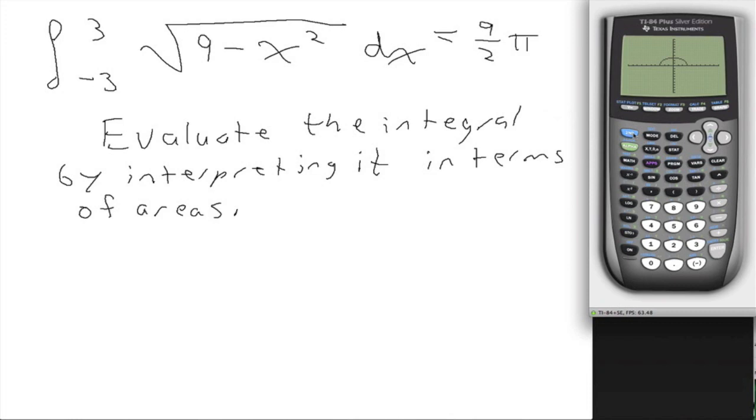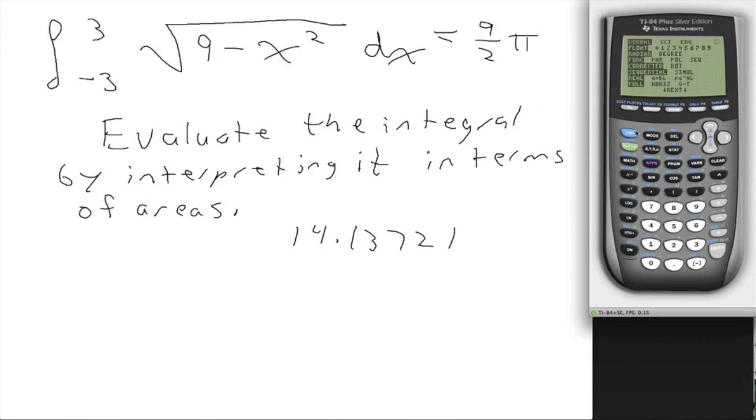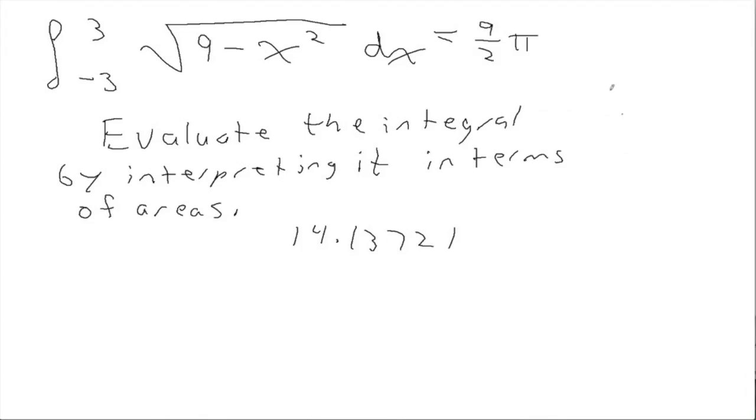Okay. Did you check that on your calculator? Yep, I got 14.137, and I guess I could double check that and take 9 divided by 2 times pi, and I should get that same number, and I do, 14.137. Let's see. Okay, yeah, so they come out to be almost exactly equal to each other. It's because the calculator is just approximating. Good. So that came out to be correct.